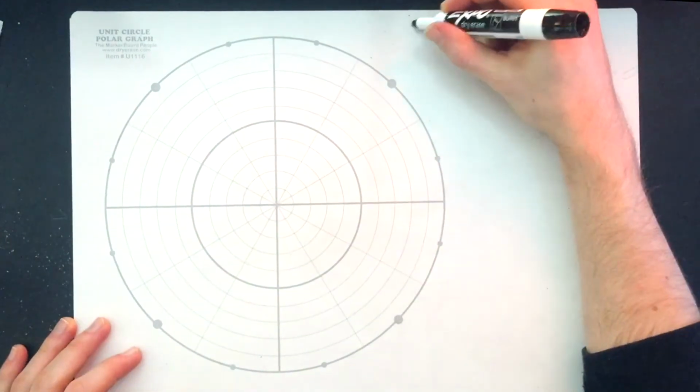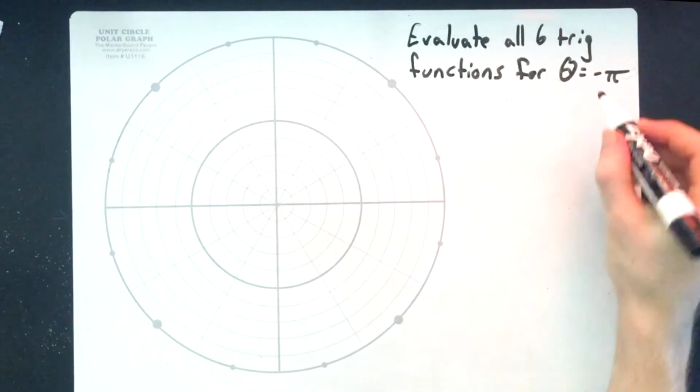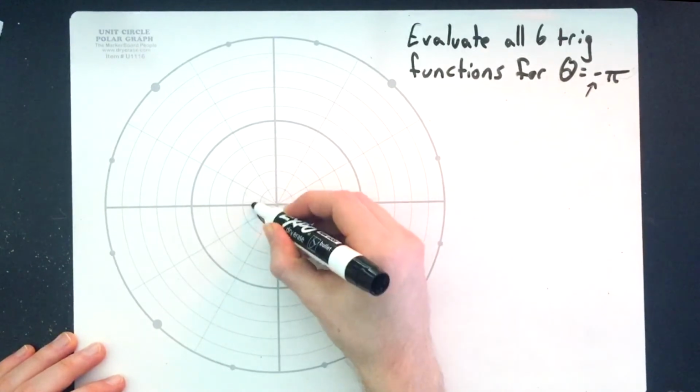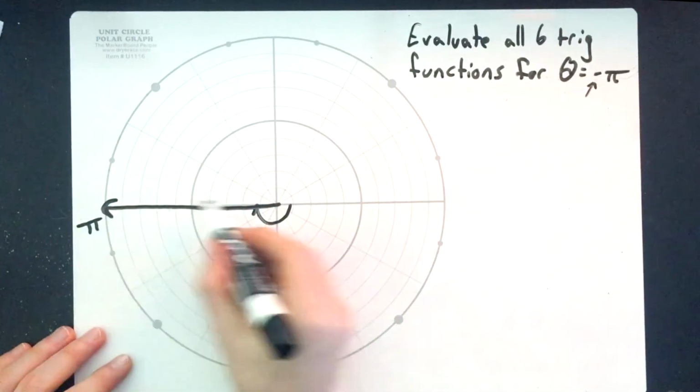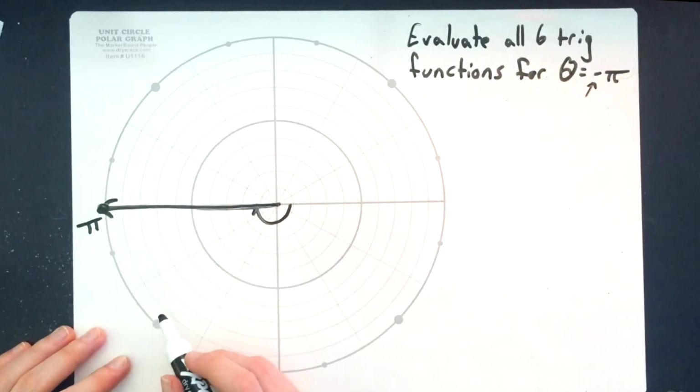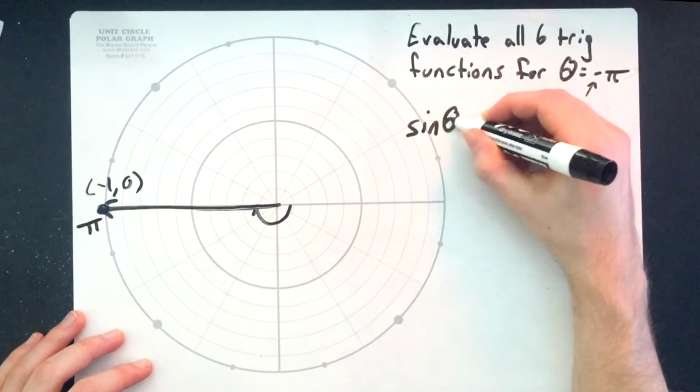The next thing we're going to do is evaluate all 6 trig functions for the angle negative pi. So the first thing to notice is since it's a negative angle, we're going to measure it clockwise, although it does put it in the same spot on the unit circle as regular pi. But this is a quadrant angle, so we can't make a right triangle out of it. We'll just think of it as having this point negative 1, 0.